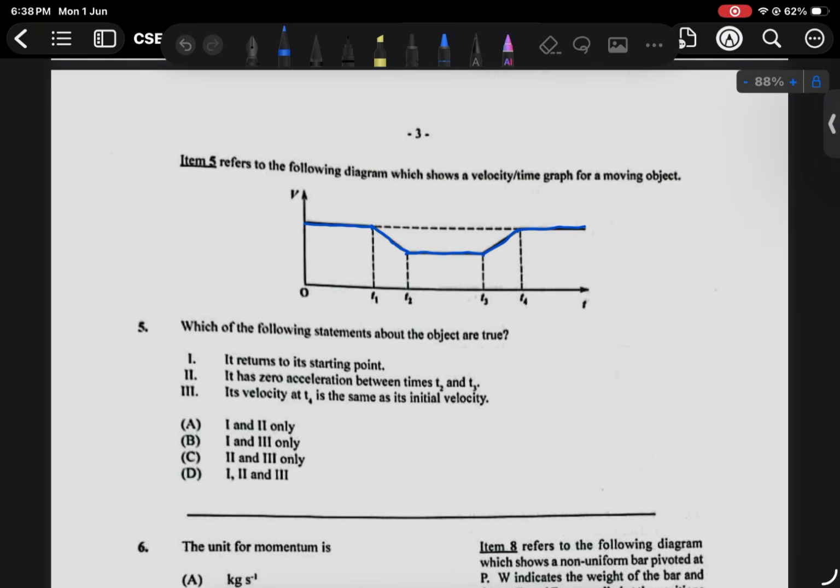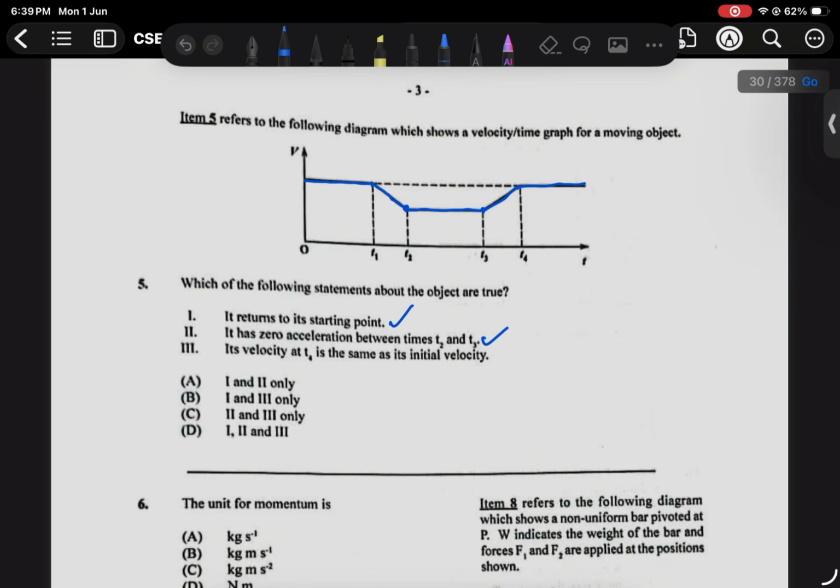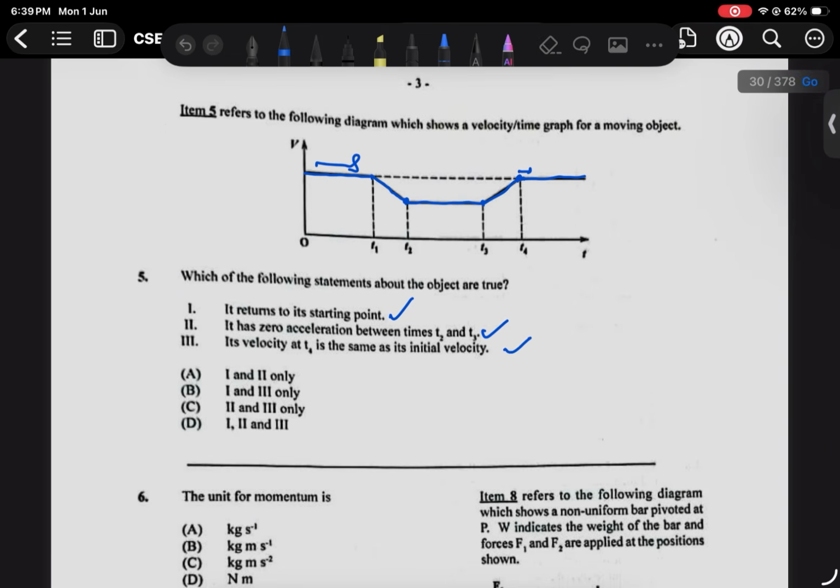Which of the following statements about the object are true? It returns to its starting point. We cannot infer from a velocity time graph that it returns to its starting point. It has a zero acceleration between t2 and t3. Yes, it's at constant velocity, no acceleration. Its velocity at t4 is the same as its initial velocity. Yes, that's true. So it'd be 2 and 3.